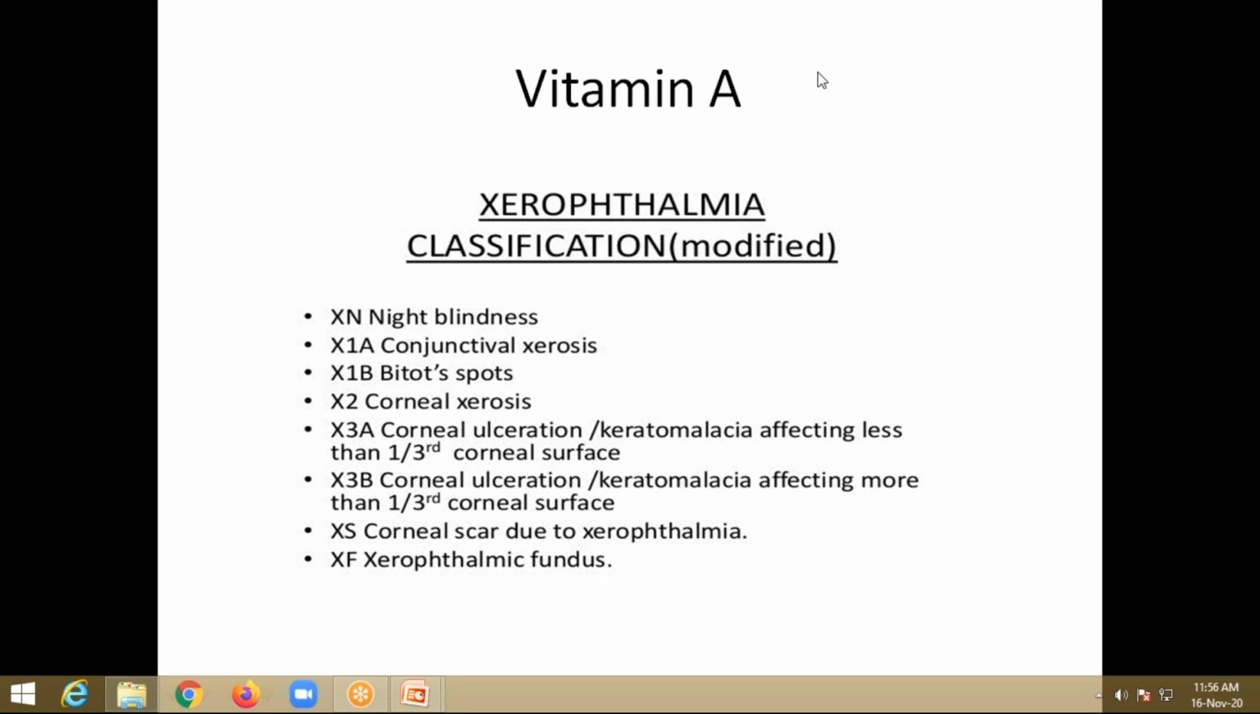In the 1 and 2 forms, A and B, second is not only 1, and 3, A and B. In 1A, starting with conjunctival xerosis, B for white dot spot, 2 starts with corneal xerosis, 3A and 3B: corneal ulceration less than 1/3, and corneal ulceration more than 1/3, N for night blindness, S for corneal scarring, and F for xerophthalmic fundus. So this is the WHO classification of vitamin A deficiency.